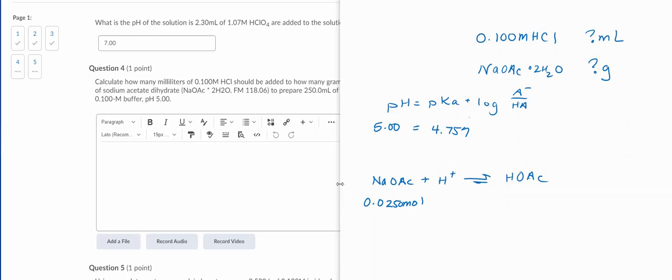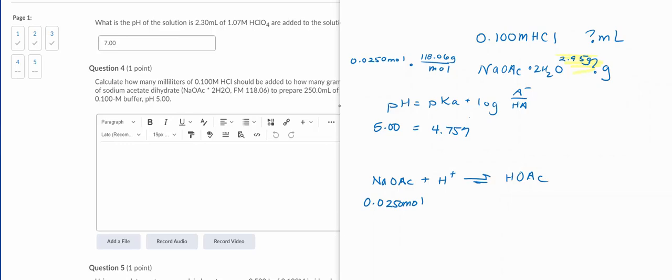0.25 liters of 0.1. Now I'm told the formula mass of this, so I'm going to need 0.0250 moles of this sodium acetate, and I'm told it has a molar mass of 118.06 grams per mole. So I multiply those together. I'm going to need 2.95 grams of this sodium acetate. So there's one of my answers.